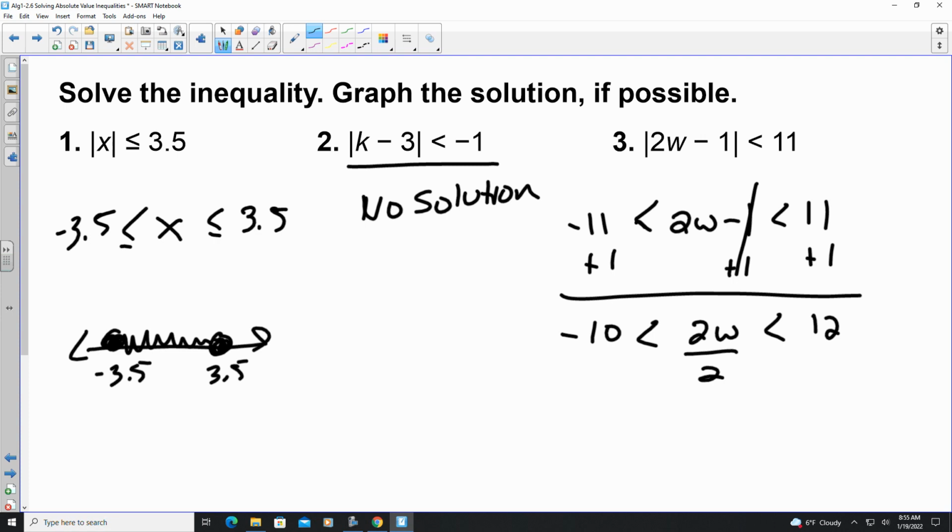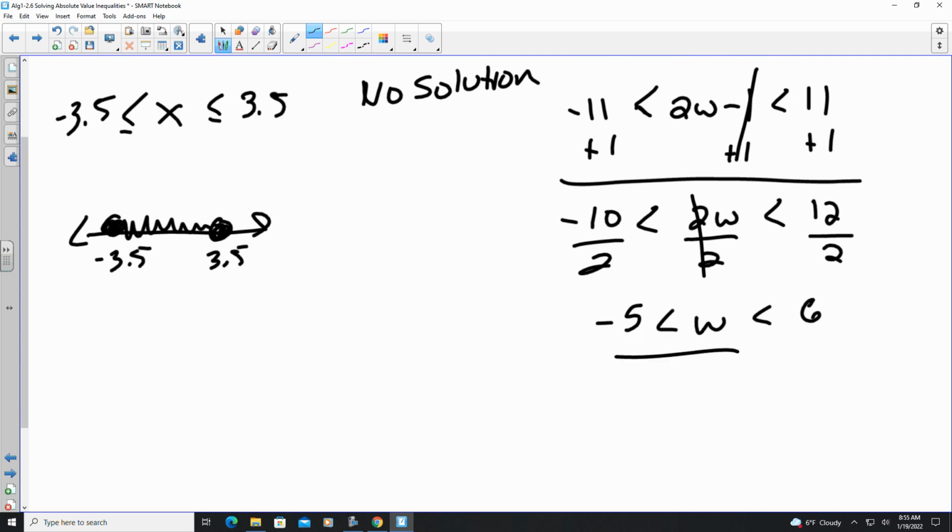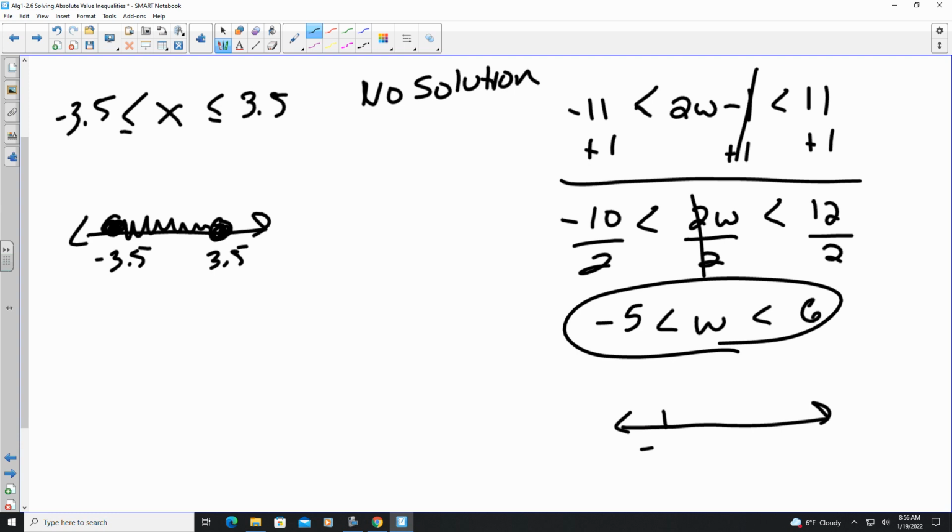Now I'm going to divide 2 to all 3 sides. This is going to be now w. This is less than still. This is now going to be 6. 12 divided by 2 is 6. Negative 10 divided by 2 is negative 5. So here is my and statement from the absolute value inequality. I got my negative 5. I got my 6. They're both open circles, and the shading's in between them.